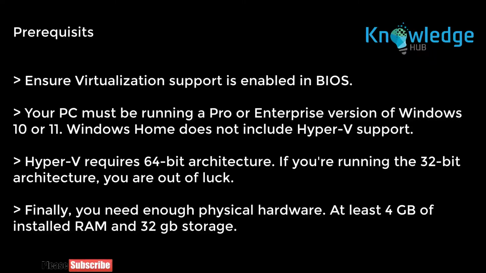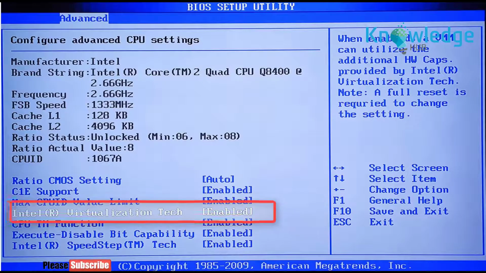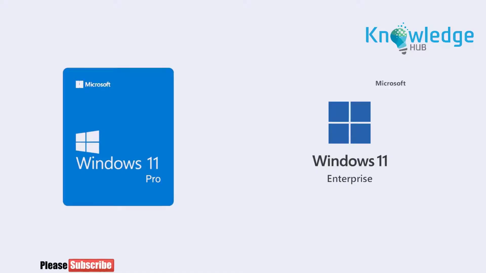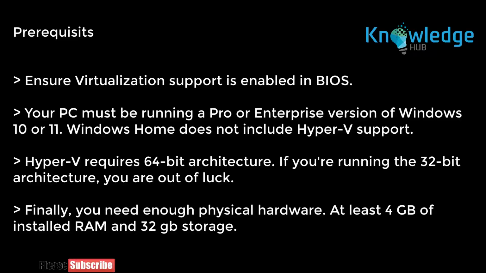First, you have to confirm your PC is capable of running Hyper-V. First of all, ensure virtualization support is enabled in BIOS. Your PC must be running a Pro or Enterprise version of Windows 10 or 11. Windows Home does not include Hyper-V support. Hyper-V requires 64-bit architecture. If you're running the 32-bit architecture, you are out of luck.